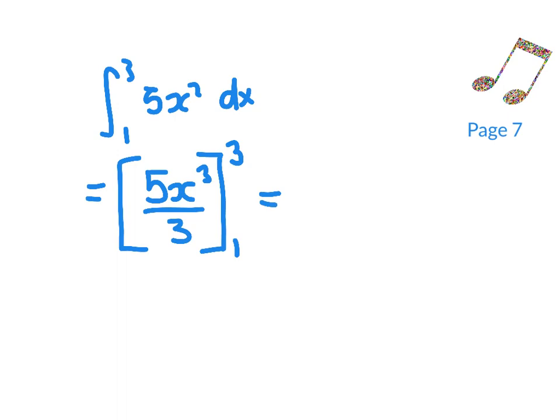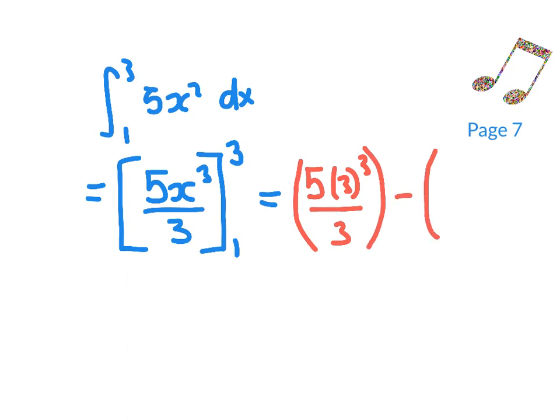Now I'm going to start to evaluate. I'm changing from square brackets to round brackets here. So first I'm going to substitute in the upper limit, so 5 times 3 cubed over 3, and I'm going to subtract the lower limit substituted, so it's 5 times 1 cubed divided by 3.